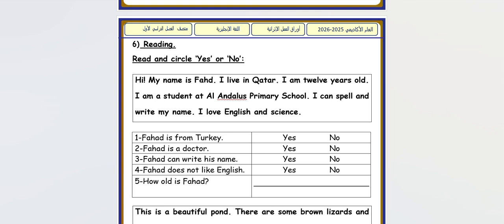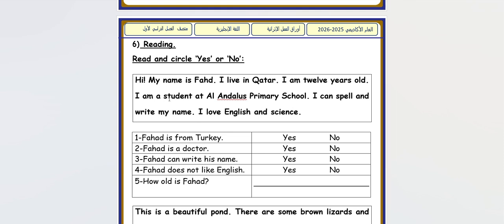My name is Fahd. So what's his name? Fahd. I live in Qatar. Where is he from? He's from Qatar. I am 12 years old. I am a student at Al-Andalus Primary School. I can spell and write my name. I love English and science.